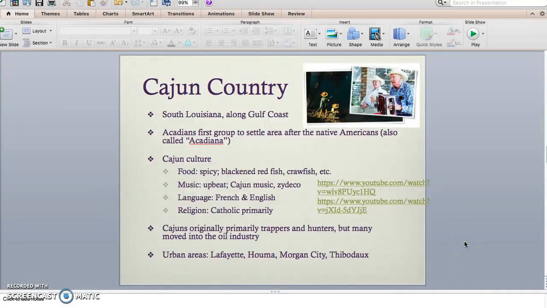Okay. Language. Cajun people speak mostly French and English, but honestly, in the last 100 years or so, French has been more wiped out, and you have mostly English. A lot of the younger people who consider themselves Cajun don't speak French anymore because in the early 1900s, it was kind of banned from the school. Religion, Cajuns are typically Catholic primarily, which is another Christian sect, so the Christian sect that's not Protestant. Cajuns originally were trappers and hunters, but a lot of them moved into the oil industry when the oil industry got so big in southern Louisiana. And for urban areas, you have Lafayette, you have Houma, you have Morgan City, you have Thibodaux.